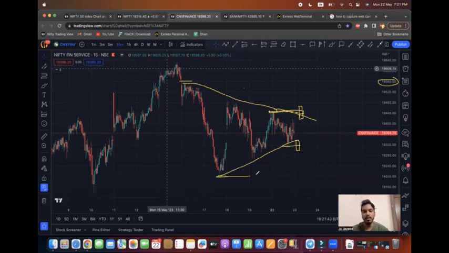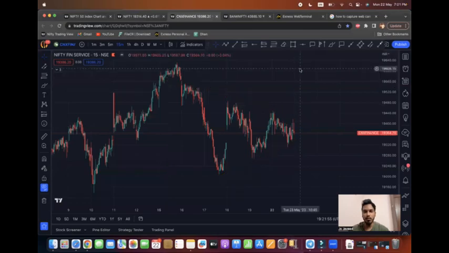If 19,200 level is also getting taken over, then we can go further down. Tomorrow we can plan option buying as well in FinNifty, or else we can go for the selling side also, as tomorrow is an expiry. This is a small plan for FinNifty.